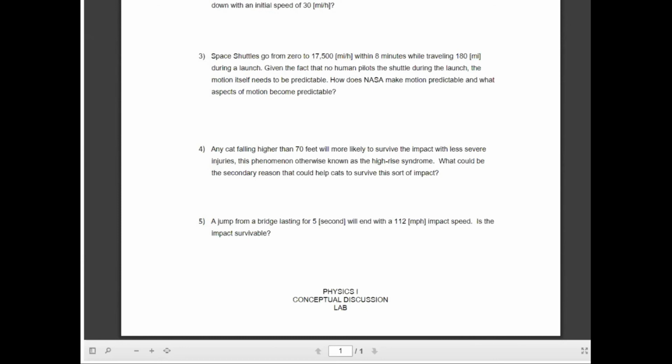Initial impact is survivable. In the best case scenario, if you hit the water with your feet first, head first, or whatnot, your impact time is going to be about a second long. So that's easily survivable. It's like, I don't know, it's like 5 Gs or less than that.